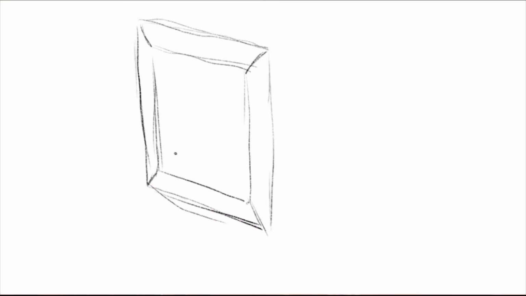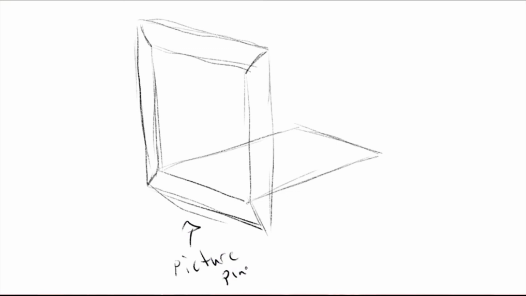So we're going to take these lines and we're going to take them back. And now we've just made a second plane. This is the picture plane. Let me label it. And this is the ground plane.